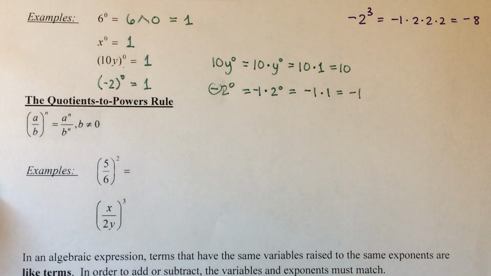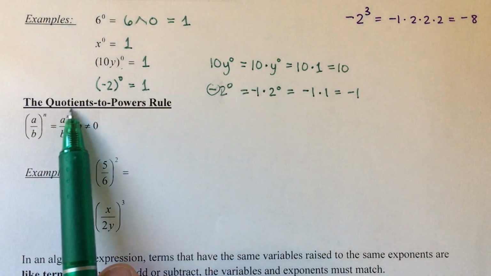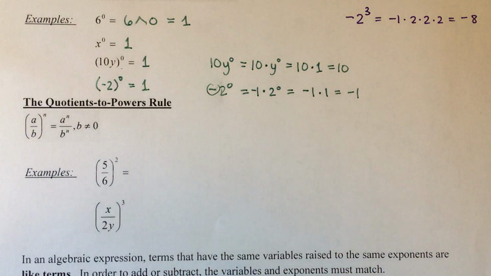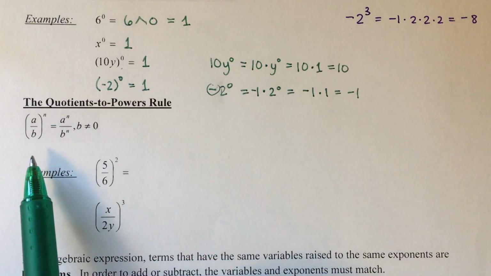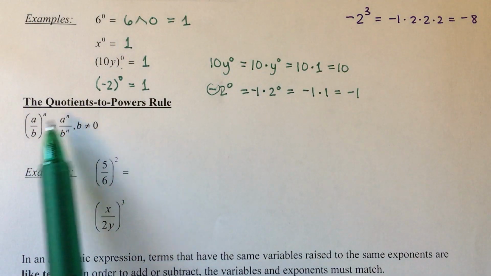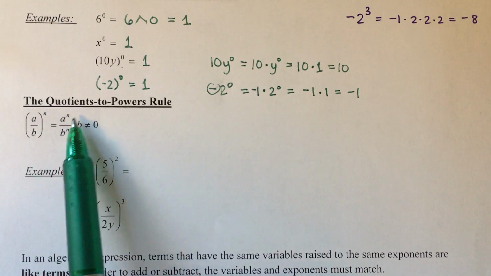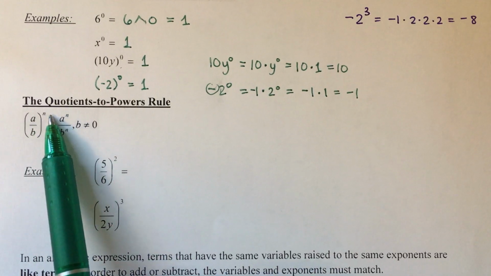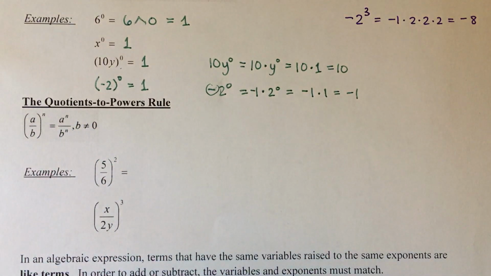Let's work with some other exponent rules. This one is called the quotients to powers rule. Quotient just means division, so it's what to do if we have a division or a fraction raised to an exponent. What this says is that we can square or cube, or whatever the exponent is, the top and the bottom separately. So a divided by b to the nth power is the same as a to the nth power divided by b to the nth power. Let's see what this looks like.